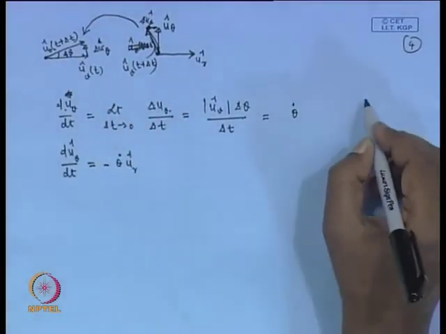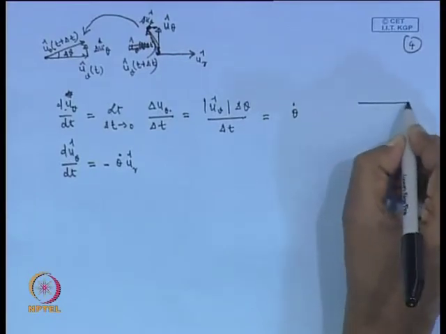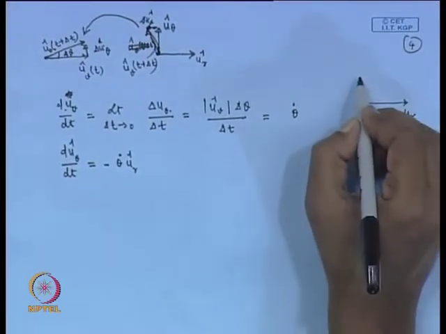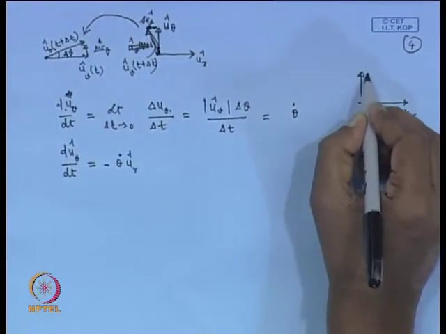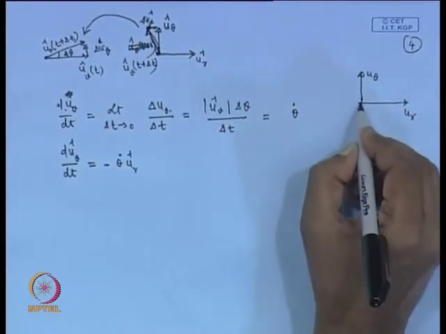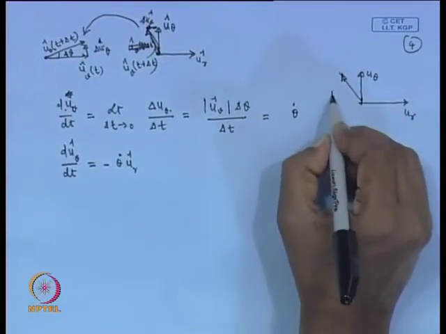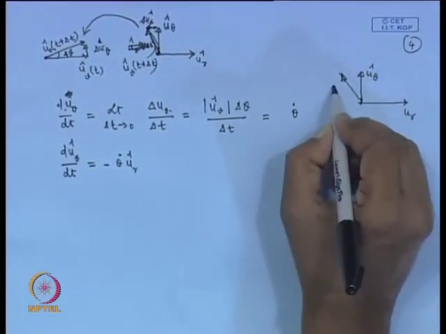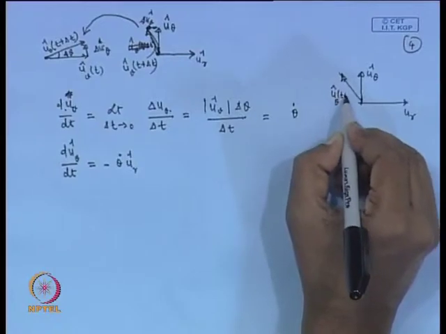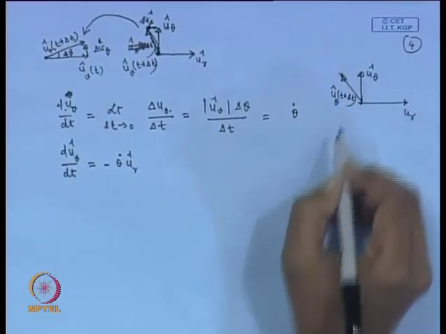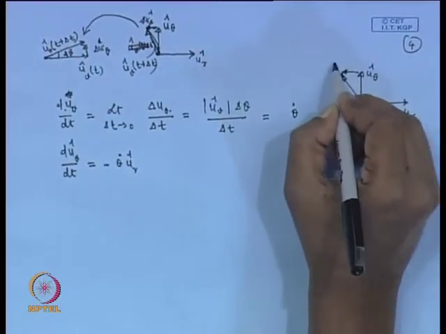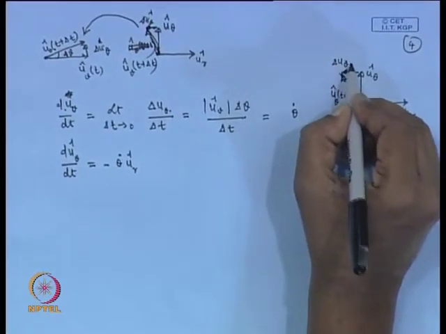So, I will make a better figure here. This is u r, this is u theta, this is u theta cap at t plus delta t. And this is the change here, delta u theta.